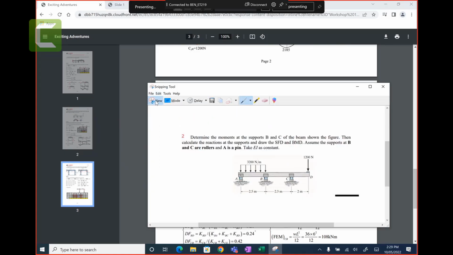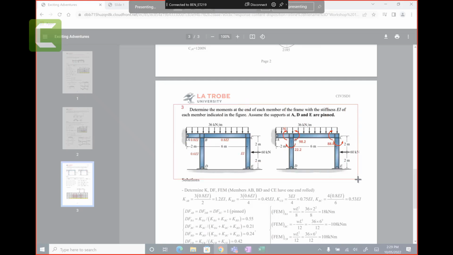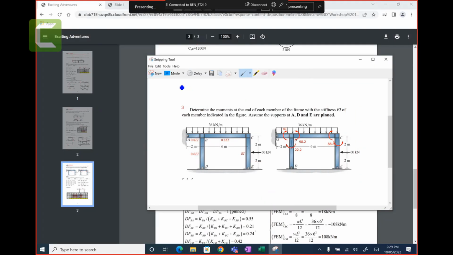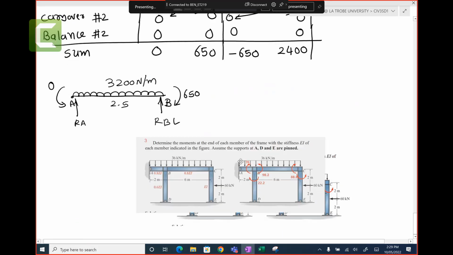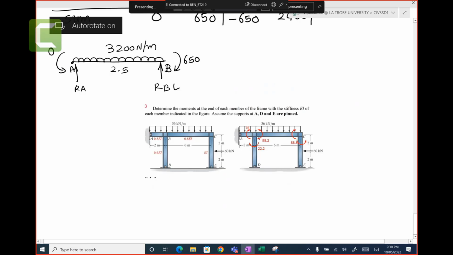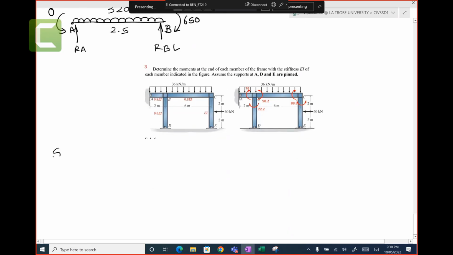All right. So the frame is not different from what we call the beam. The recipe is the same, just a different flavor. Now, stiffness first. For the frame members, the stiffness is EI for each member. Assume that supports A, D, and E are pin.